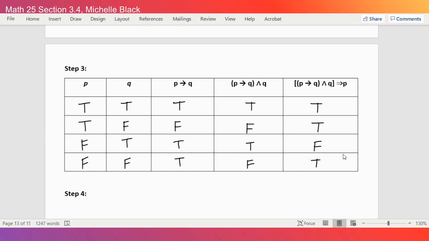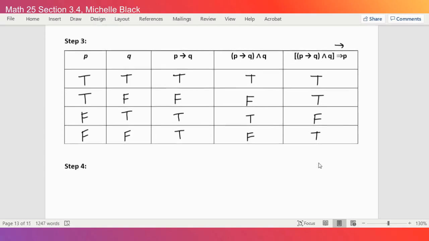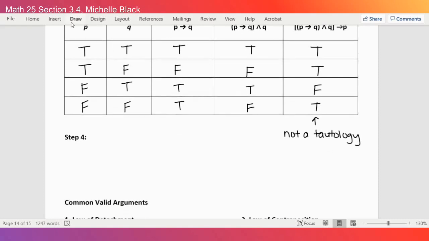All right, hopefully your table looks something like this. Just one thing I want to point out is this arrow right here. It's exactly the same as the arrow we normally draw, it's just a weird font. So hopefully that didn't trip you up too much. Other than that, hopefully you ended up with this column of true, true, false, true. So what we notice is that it's not all true. So this is not a tautology. Remember, our arguments are only valid if we have a tautology. So this means that our argument is invalid.